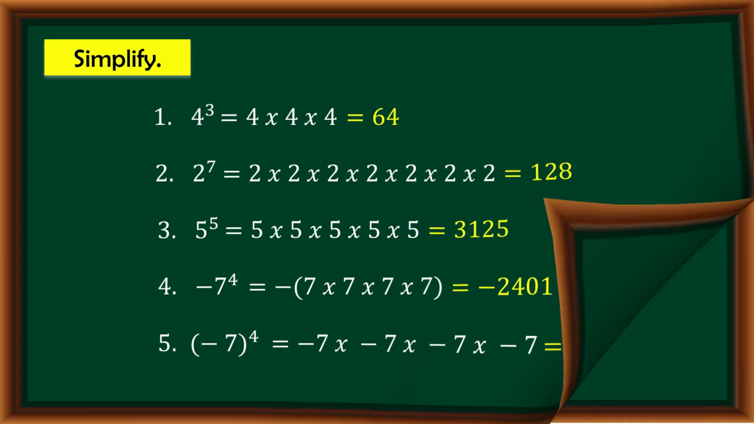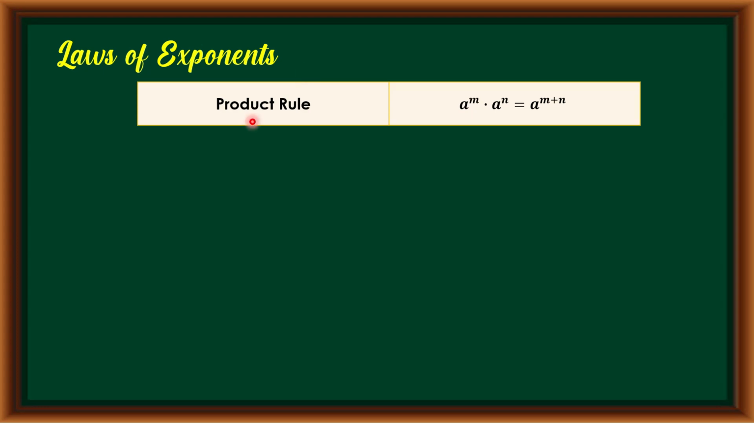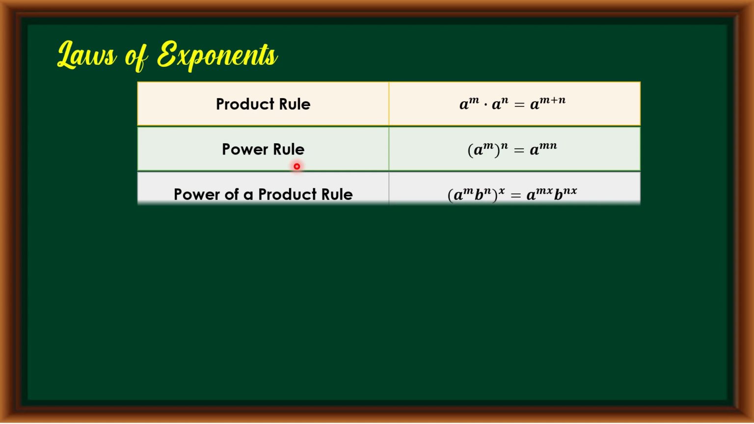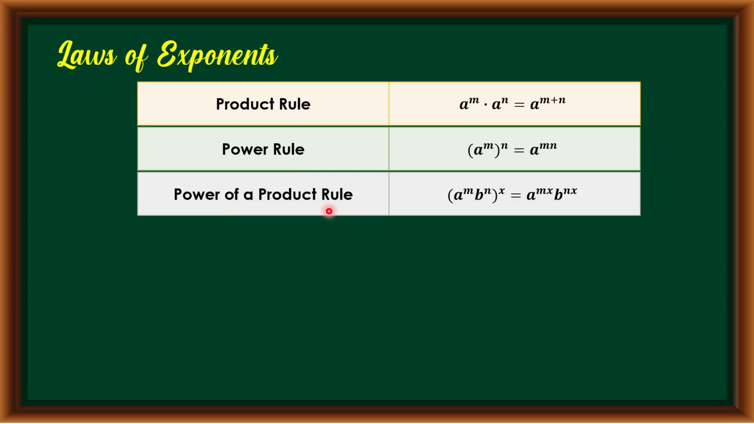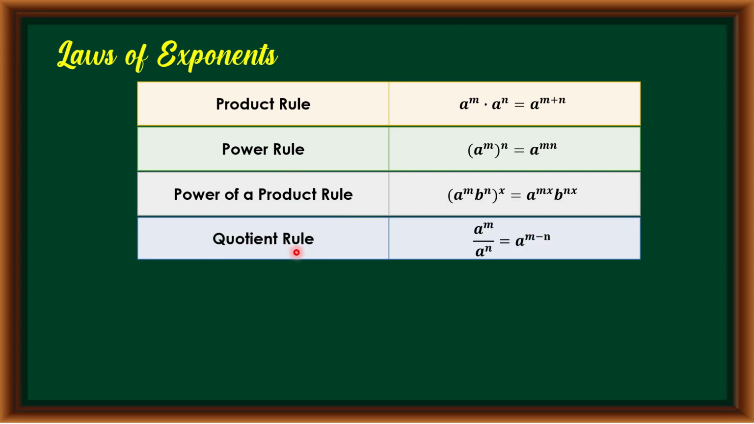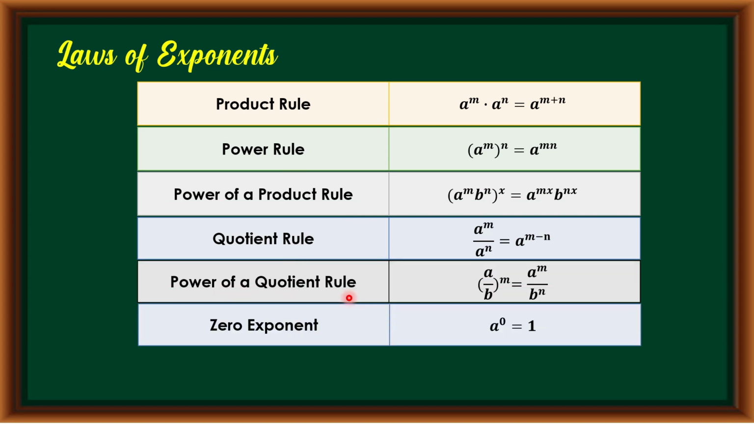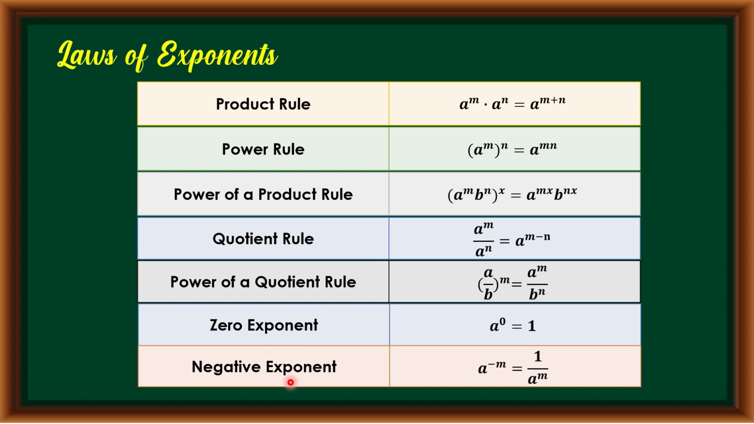Now, let us discuss the different laws of exponents that you've learned when you were in 7th grade and 8th grade. So the different laws of exponents or the rules of exponents are, first, the product rule, second, power rule, third, power of a product rule, fourth, quotient rule, fifth, power of quotient rule, sixth, zero exponent, and last, the negative exponent.